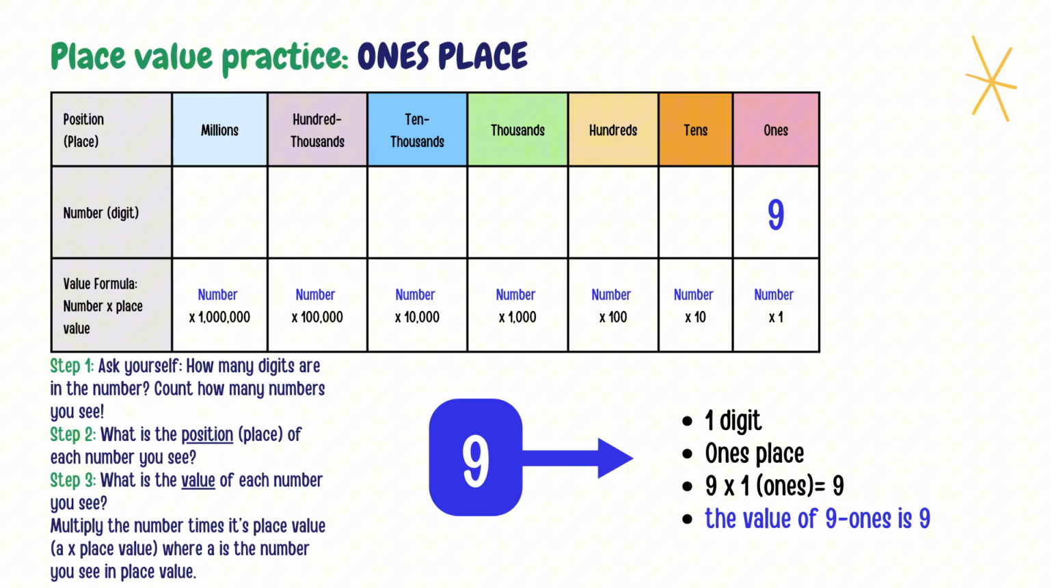For one more place value practice with the ones place, let's use the number 9. Starting with step 1, ask yourselves how many digits do you see? For the number 9, there's only one digit. Step 2, what is the position or place of each number you see? Because there's only one number, that one digit number will go into the ones place. Step 3, what is the value of each number you see? To calculate the value, utilizing row 3, the number times 1 for the ones place, 9 times 1 equals 9. So the value of 9 ones is 9.